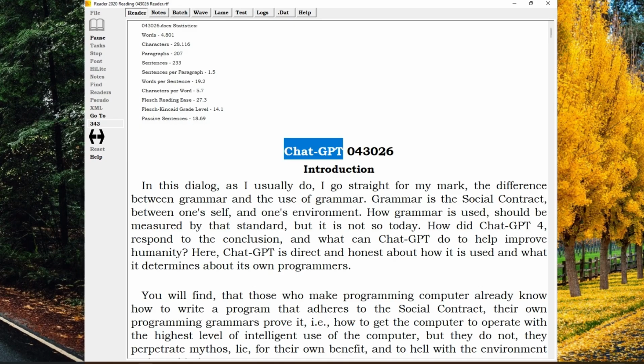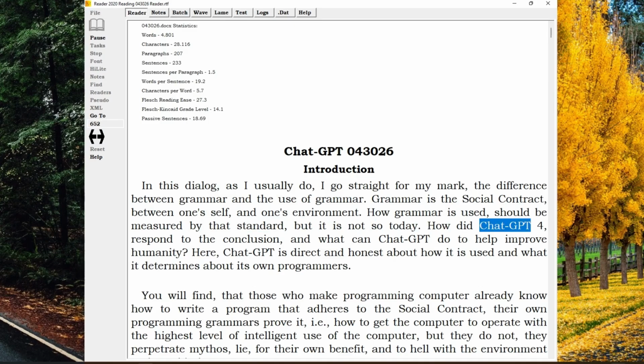ChatGPT 043026. Introduction. In this dialogue, as I usually do, I go straight for my mark, the difference between grammar and the use of grammar. Grammar is the social contract between one's self and one's environment. How grammar is used should be measured by that standard, but it is not so today.